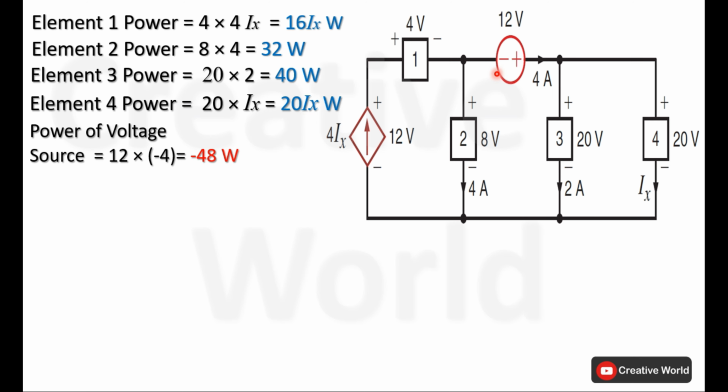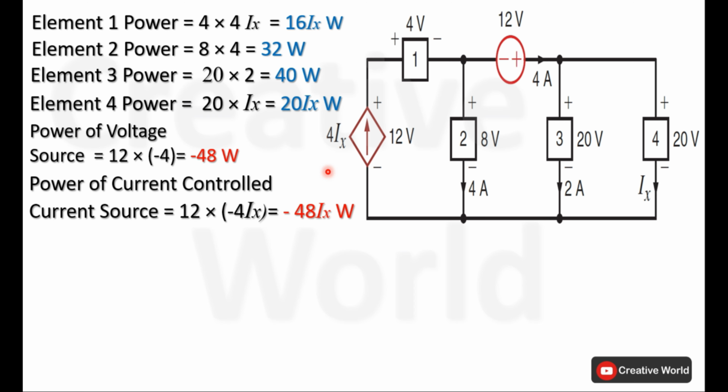Moving towards the power of sources. First one is the voltage source. Current through it is 4 ampere and voltage across this element is 12 volt. This current is entering from the negative terminal, that's why we will take this current with negative sign. So the power of the voltage source will be 12 multiplied by minus 4, which is minus 48 watt, and because of minus sign, this element is supplying power.